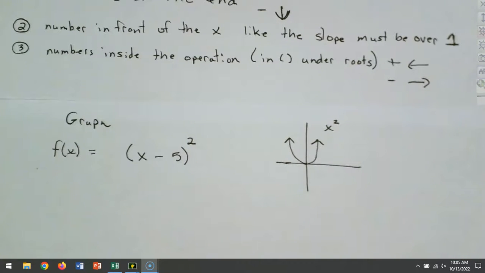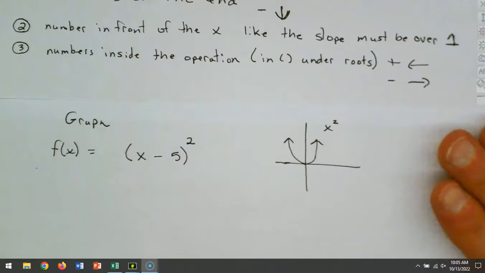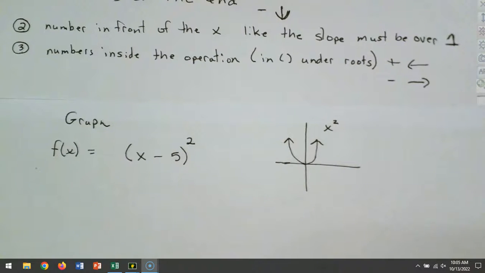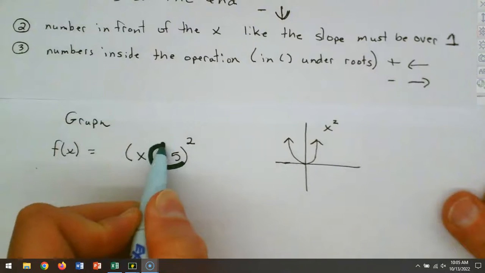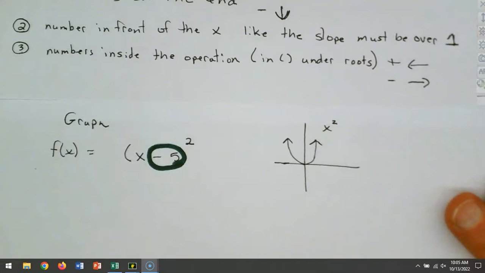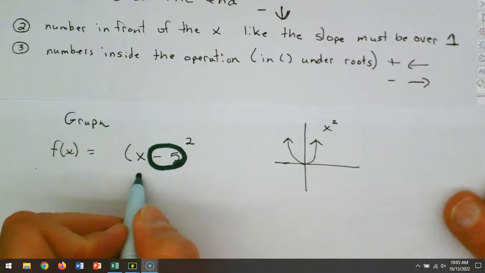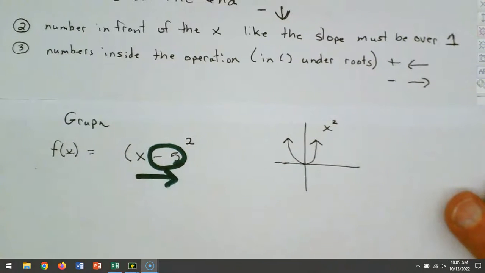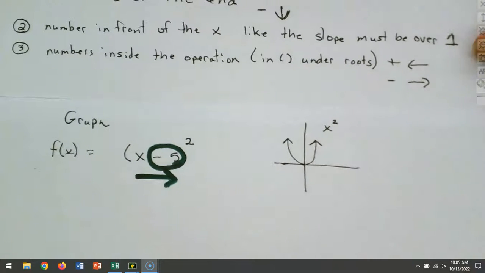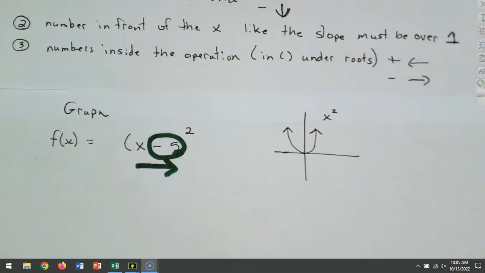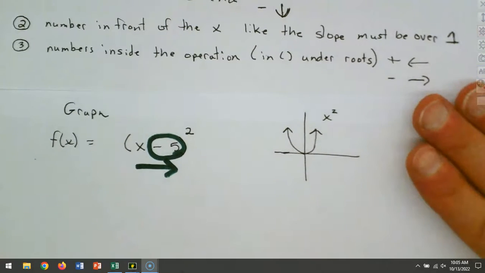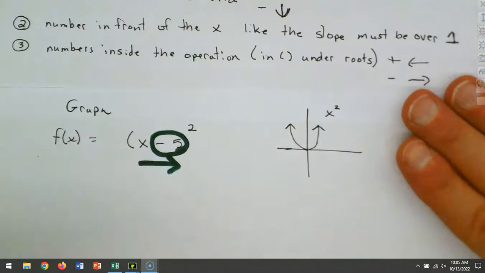Now, is there a number outside of the parentheses? No. Where is that 5 located? That 5 is located inside the operation. And that 5 is negative inside, so it's opposite of what you think you're going to be doing. So you're going to be moving that where? You're going to be moving that to the right 5 units. It's the opposite of what you think it should be doing. So we'll move that forward 5 units. Is there a number on the end? No. So where are we now going to start?